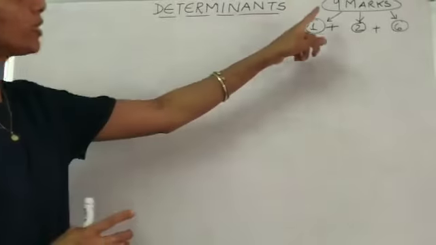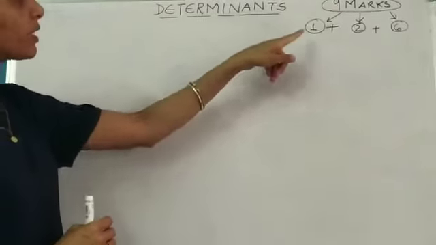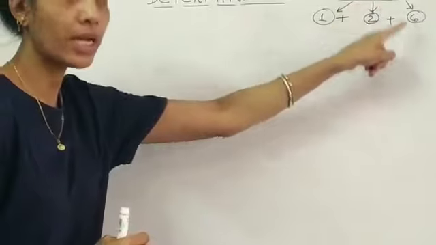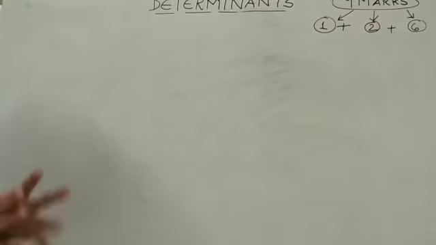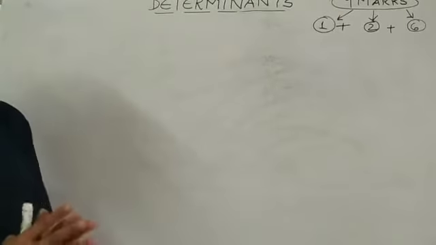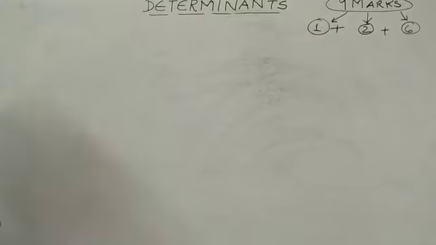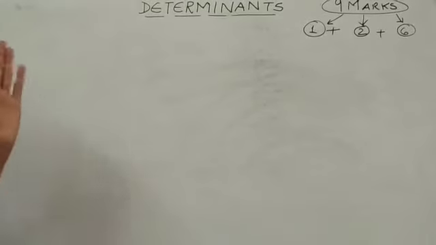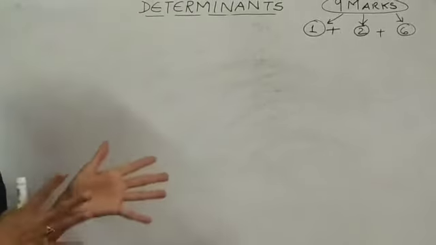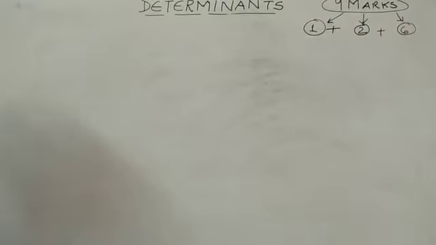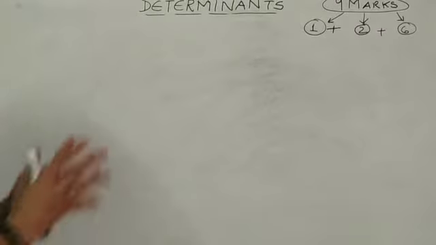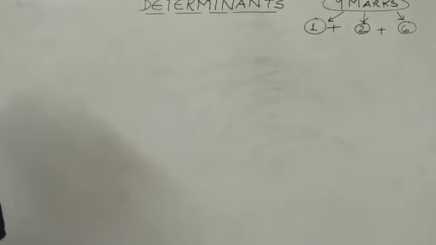This chapter has a weightage of 9 marks, bifurcated into 1 marker, 2 marker and 6 marker questions. Children, this chapter is very important, scoring and interesting. This chapter is very important from the board point of view also. So let us now define what is a determinant.